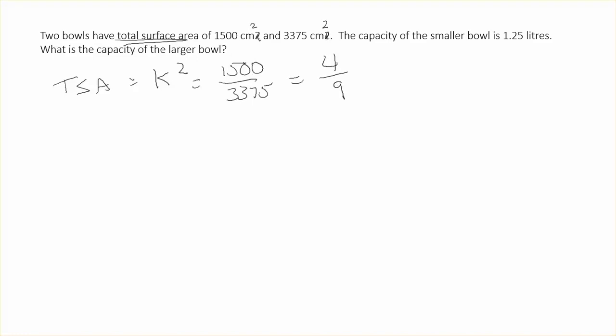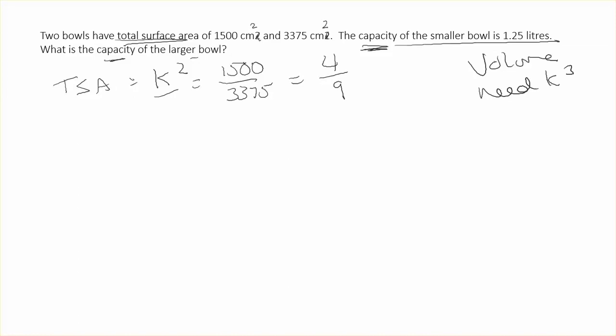K squared is 4/9. I want to find the capacity. I have the capacity of the smaller bowl. I want to find the capacity of the larger bowl. So capacity is volume. So I need k cubed, but I've got k squared at the moment.